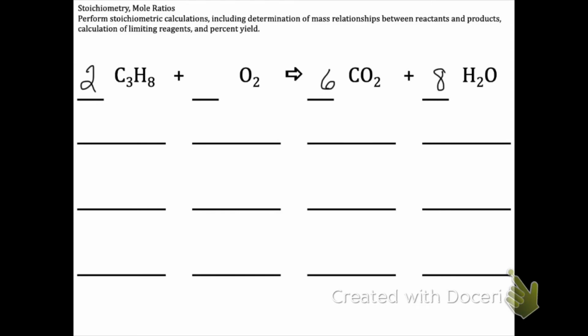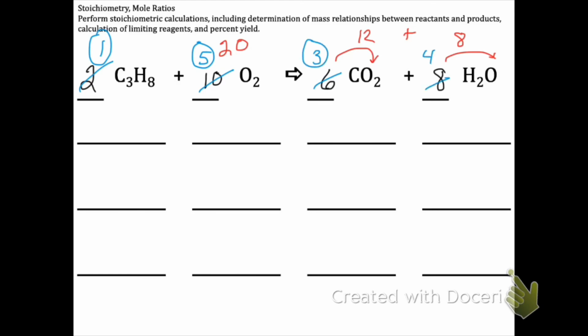And now I'm going to go ahead and count my oxygen. 6 times 2 is 12. Plus 8 is 20. So I need 20 oxygen on the left-hand side, which means that's a 10. Now if I look at these coefficients, 2, 10, 6, and 8, those can all be reduced. So this becomes 1, 5, 3, and then 4.